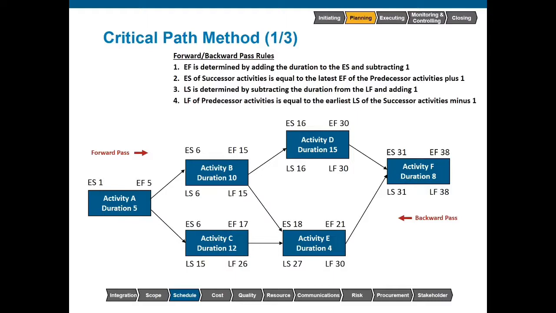Finally, with activity A, we have two successor activities. We need to go with the smaller of the two late start dates. So 6 and 15, we will go with 6. We just need to finish the evening before. So the late finish would be 5. Then we will subtract the duration and add 1. That will give us a late start of 1.